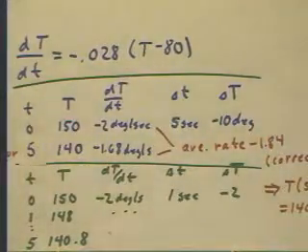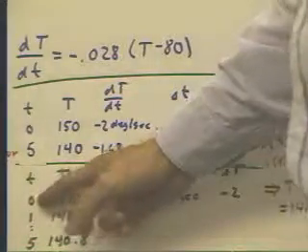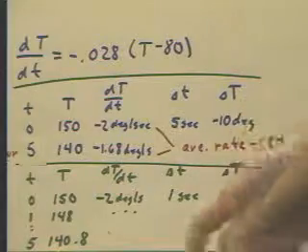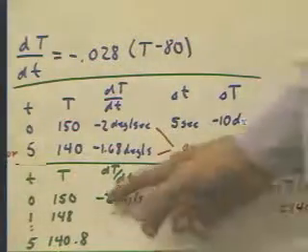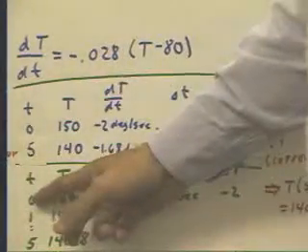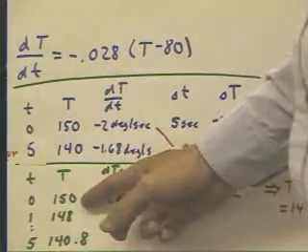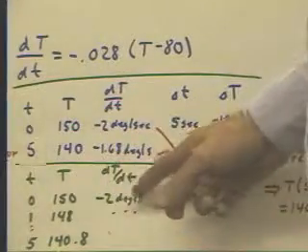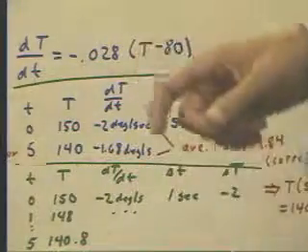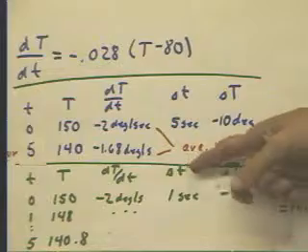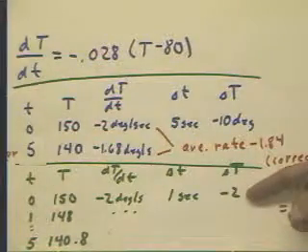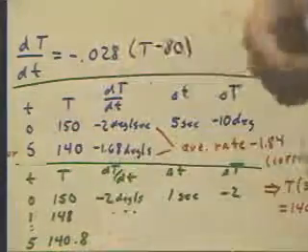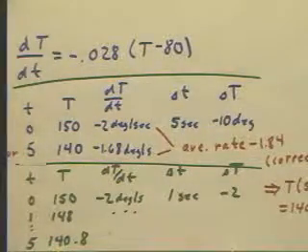In order to get a better idea of this, I ask you to calculate from t equals 0 to 5 by increments of 1 second using the same initial condition. Temperature at time t equals 0 is 150. And we again start off with a rate of negative 2 degrees per second, but on an increment of only 1 second, we only get a temperature change of negative 2 degrees. So that at t equals 1, the temperature is 148.